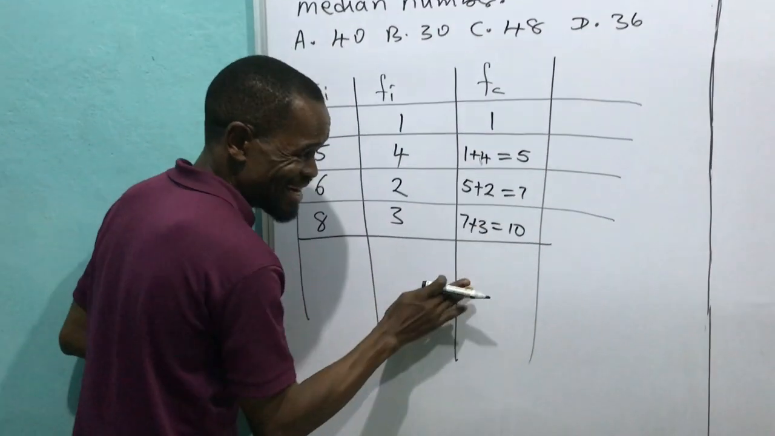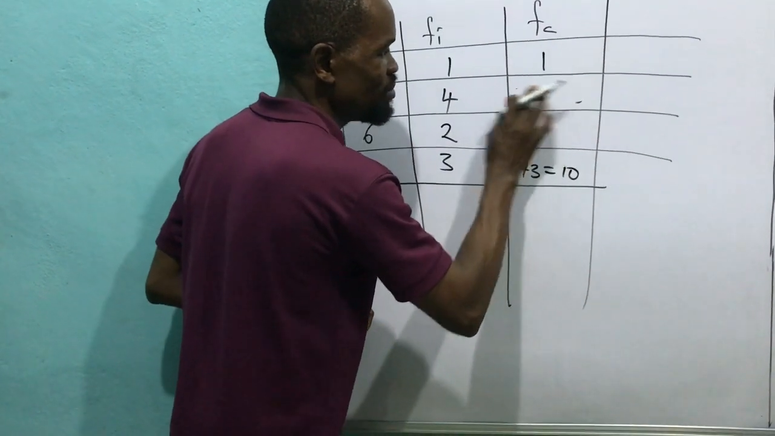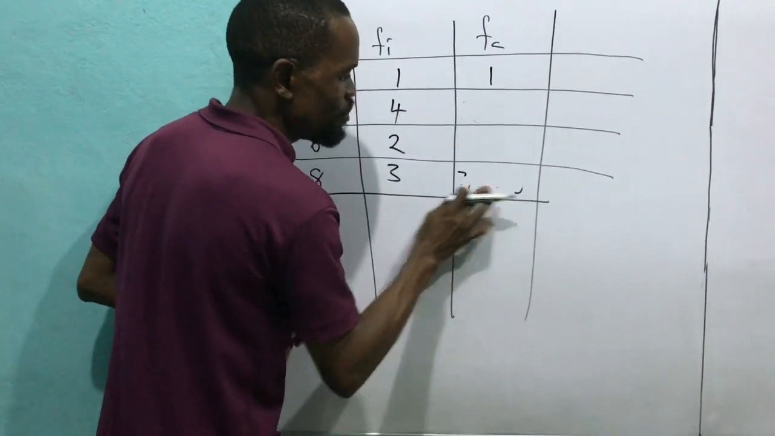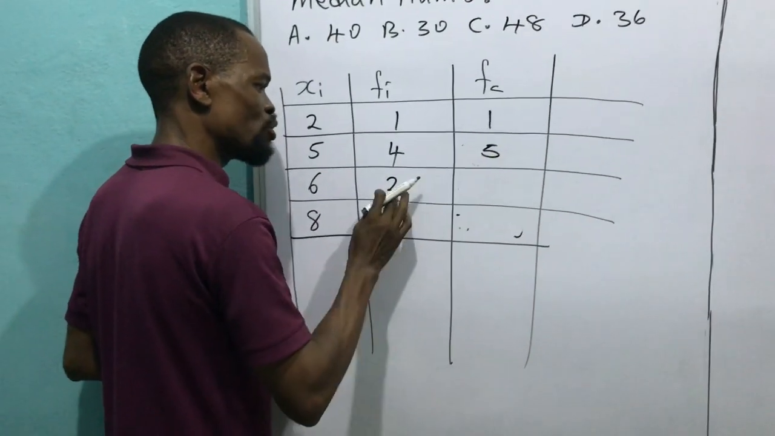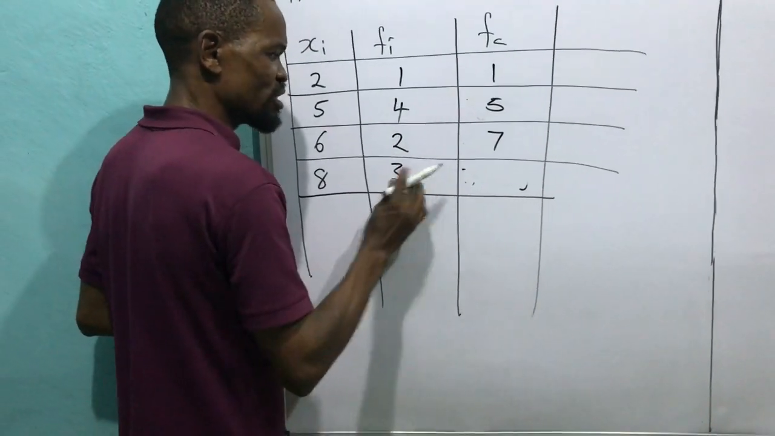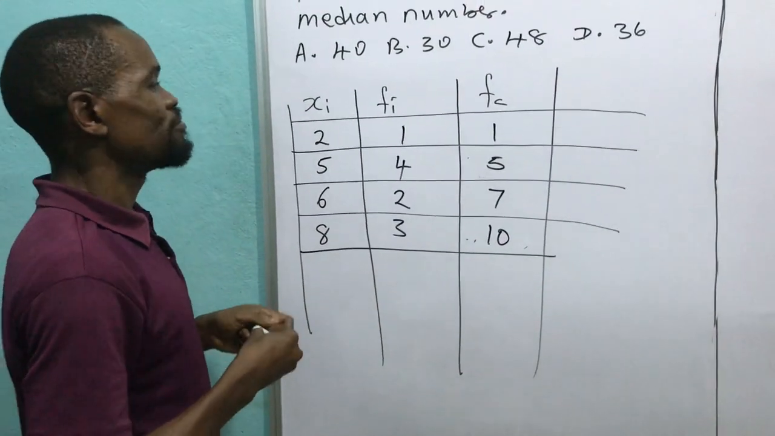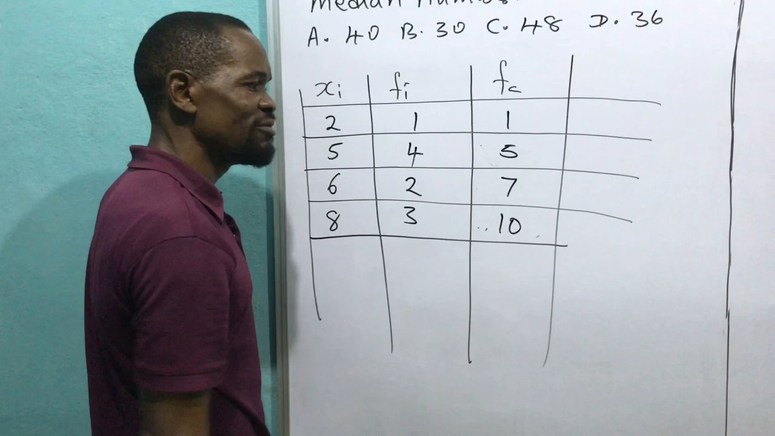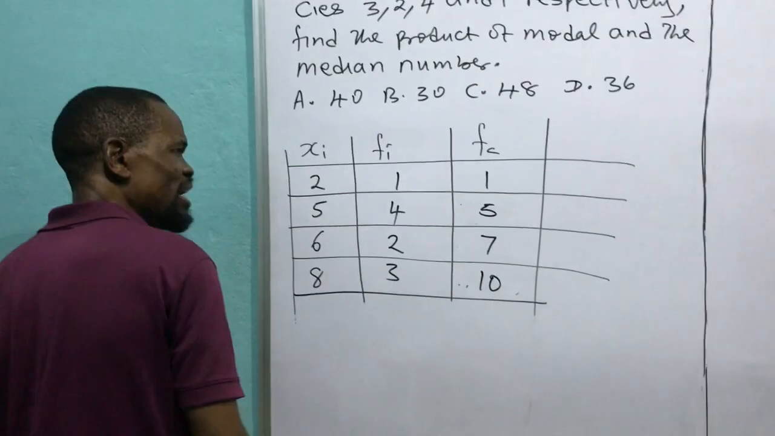So I think you see what I did. Can I insert properly what it means? That's how I got the value. I will now say 1 plus 4 will give me 5. 5 plus 2 will give me 7. 7 plus 3 will give me 10. That's what we did to get them. Are you clear? Now, I've gotten my cumulative frequency. And this 10 shows me that the number of data here is 10.